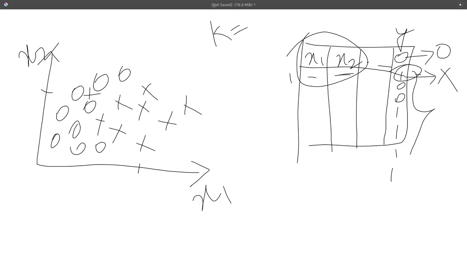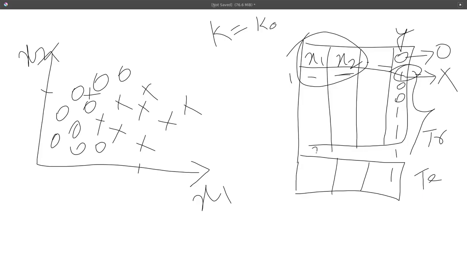So for example, let's say that we select the value of k as k naught. For a given value of x1 and x2, for example, this was our train set, and this other smaller set is our test set. In the test set we have x1 and x2 as well, and we have y as well. For a given value of x1 and x2, let's see where that point lies on the map.